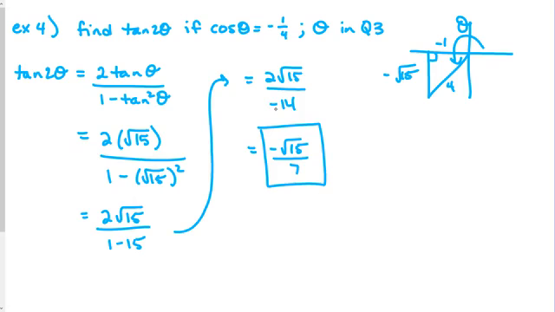Okay, so that's how you use your double angle identities. And your assignment is going to be another worksheet, fairly short, just so that you get a little practice with each of these.